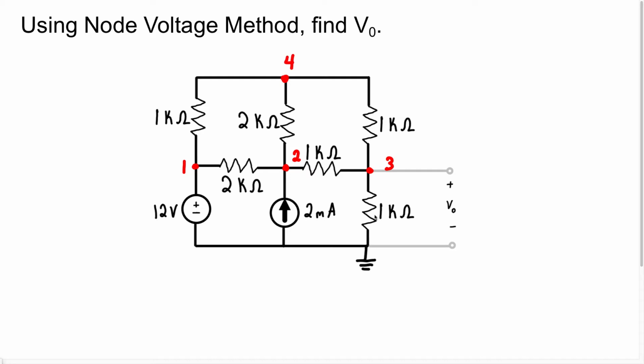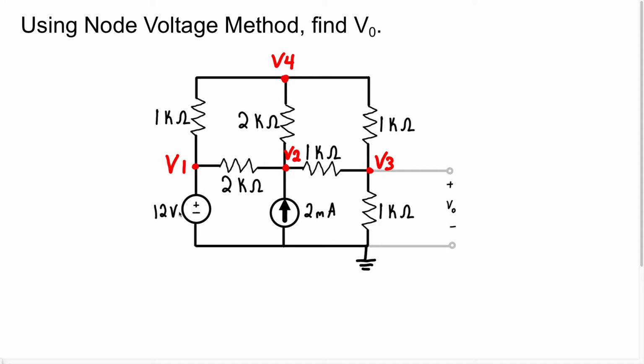And we have one more essential node at the bottom here. But as you can see, they already gave us a ground. So therefore, node 5 is going to be our ground node or our reference node. Now we know we're going to be using the node voltage method, so we want the voltage at each node. Alright, so let's start with node 1.